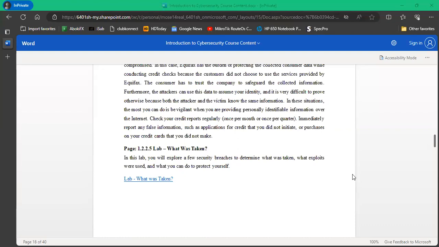So when we click on this link, it will take you to a web page. I want you to observe the web page. There are two sources to check up on, and you make use of the form. There are some forms there. What was taken, what exploits were used in different scenarios of security breaches.